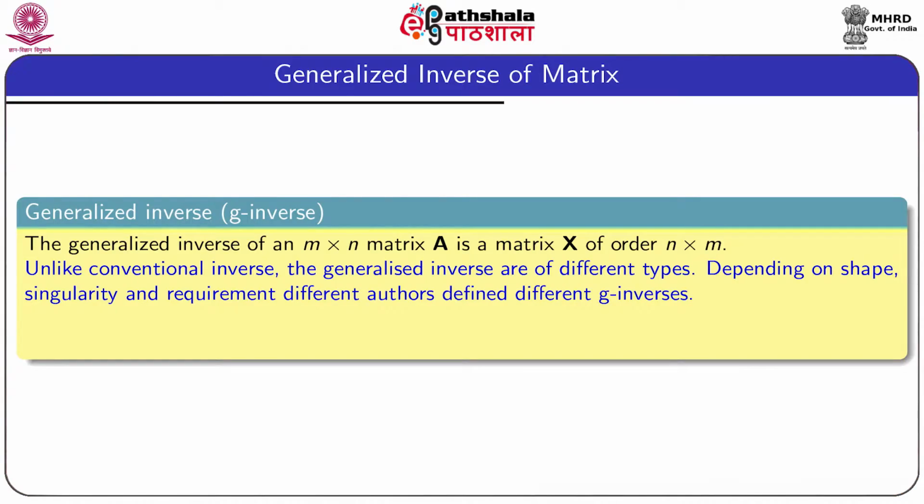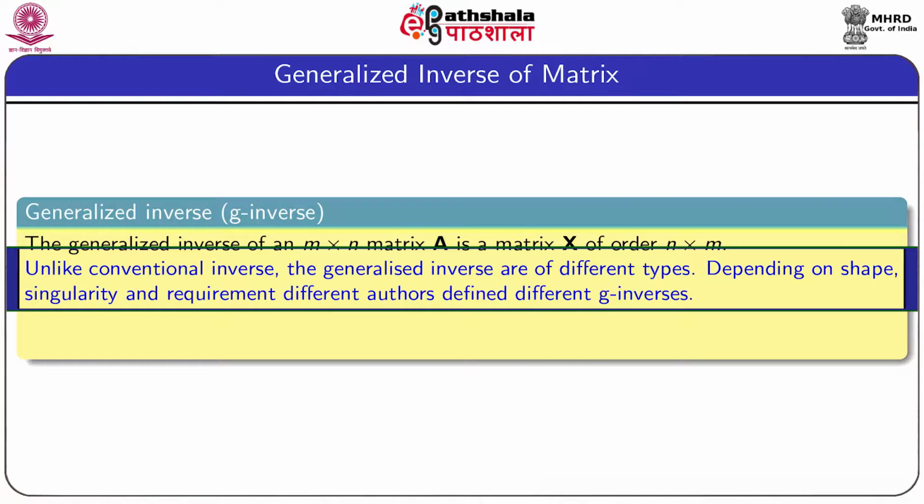So, a new kind of inverse called generalized inverse or G inverse is defined and explained with some examples. So, this module is devoted to the generalized inverse of a matrix. Let A be a matrix of order m by n. The generalized inverse of an m by n matrix A is another matrix capital X of order n by m. That means the order of the generalized inverse of a matrix is reversed.